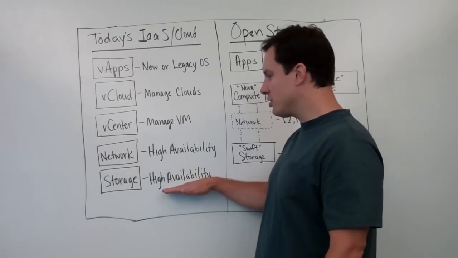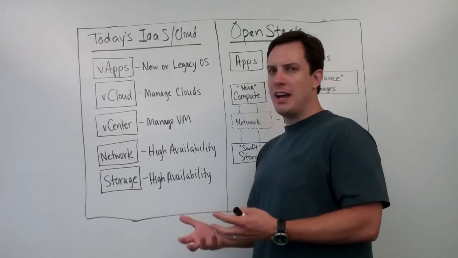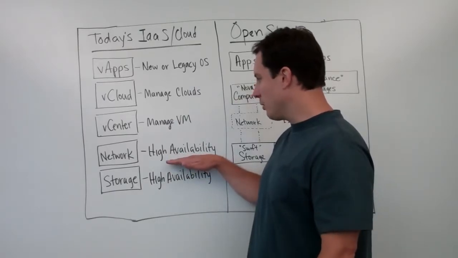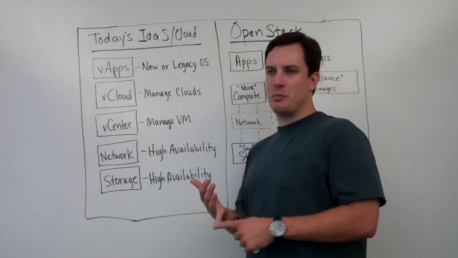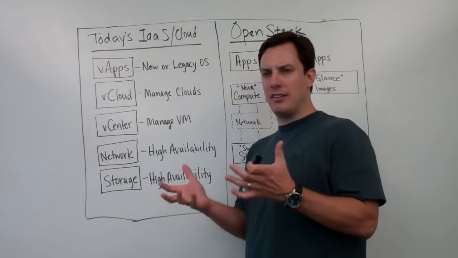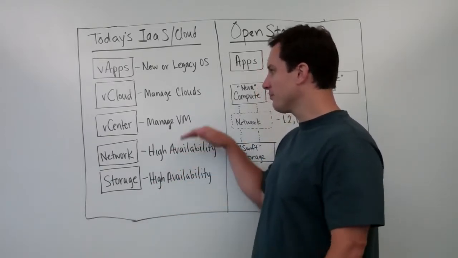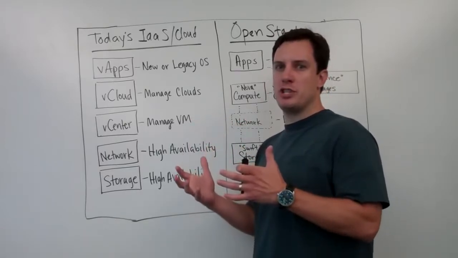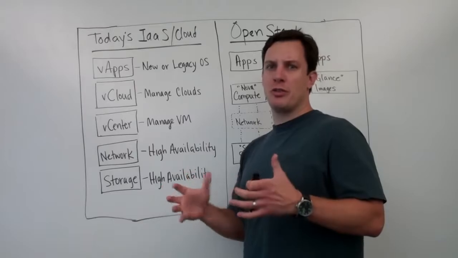You've got storage, which is built to be highly available using RAID and a number of other high availability technologies. You've got the network infrastructure, which is built to be highly available using HSRP, VRRP, VSS, multi-link, lots of high availability capabilities within the infrastructure, both at the network and the storage layer. You've got something that's going to manage your virtual machines, something like vCenter.